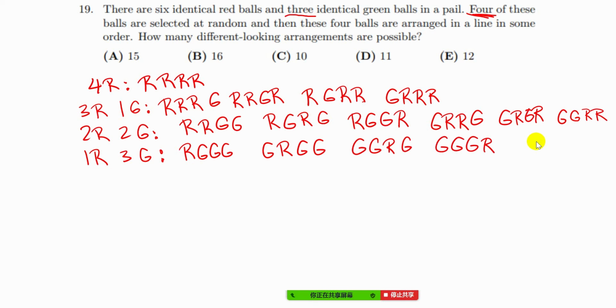So when there's 4 red balls, there's 1, and then 3 red and 1 green, there are 4, and then there are 6, plus 4, and then that would be 15. So there would be 15 different looking arrangements. And then we choose A.